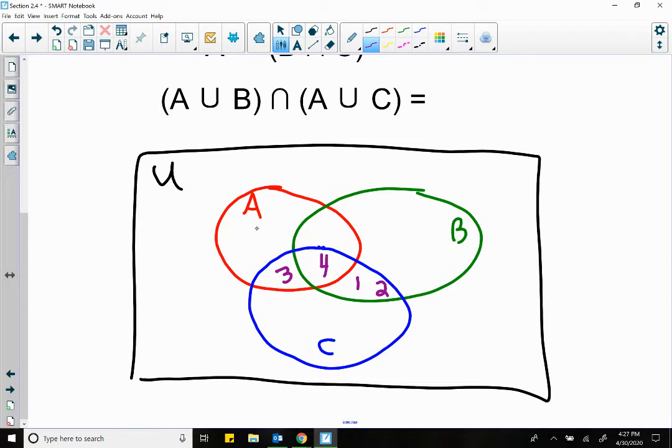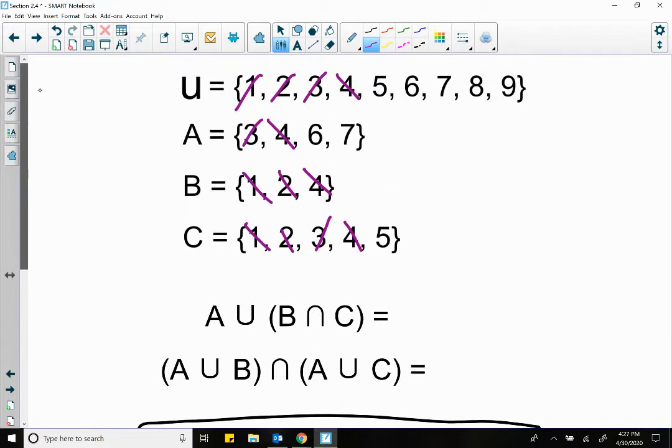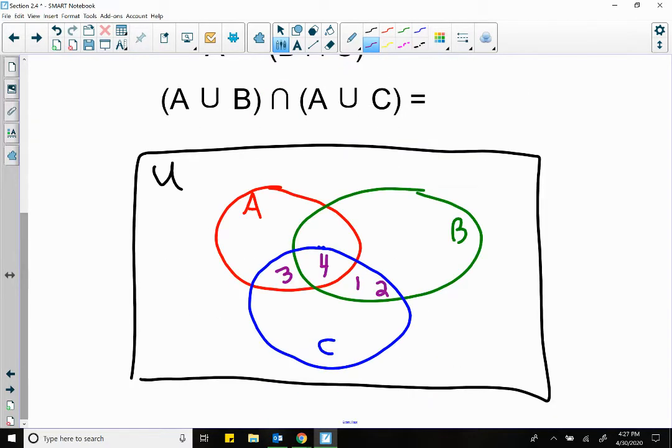So now we want to know, what's left in A? Over here, what's left in B? And then over here, what's left in C? So let's go take a look. What's left in A up here? There's 6 and 7. So we're going to cross off 6 and 7. We're going to put that down in here: 6, 7.